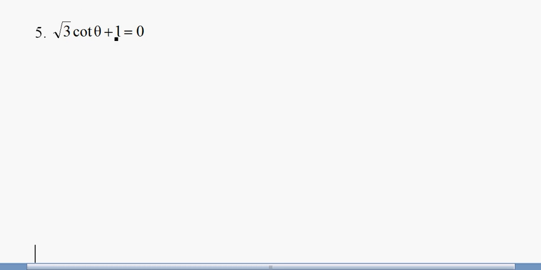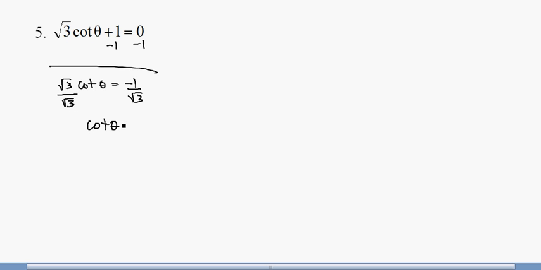Okay, so here I have cotangent. First I've got to get rid of the 1 and then get rid of the radical 3 and then consider cotangent. So I subtract 1 from both sides. I get radical 3 cotangent of theta is equal to negative 1. I divide by radical 3. I get the cotangent of theta is equal to negative 1 over radical 3.